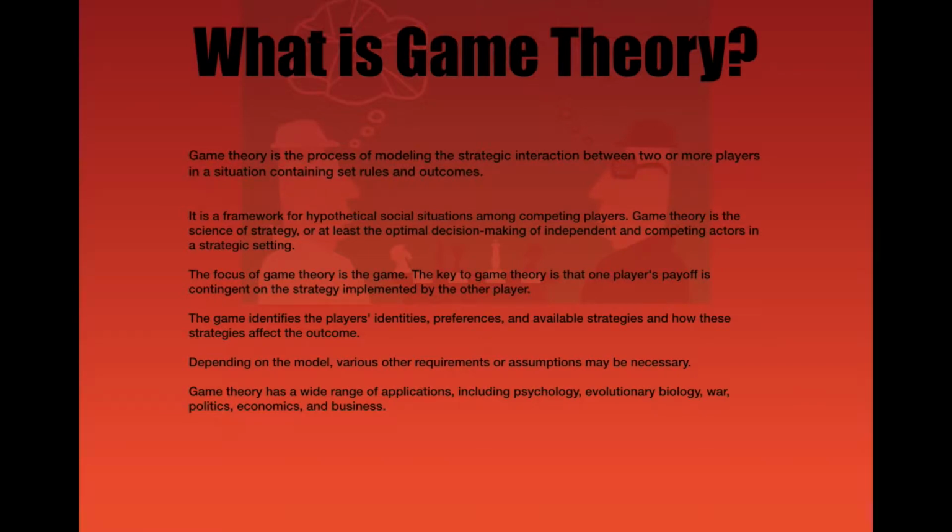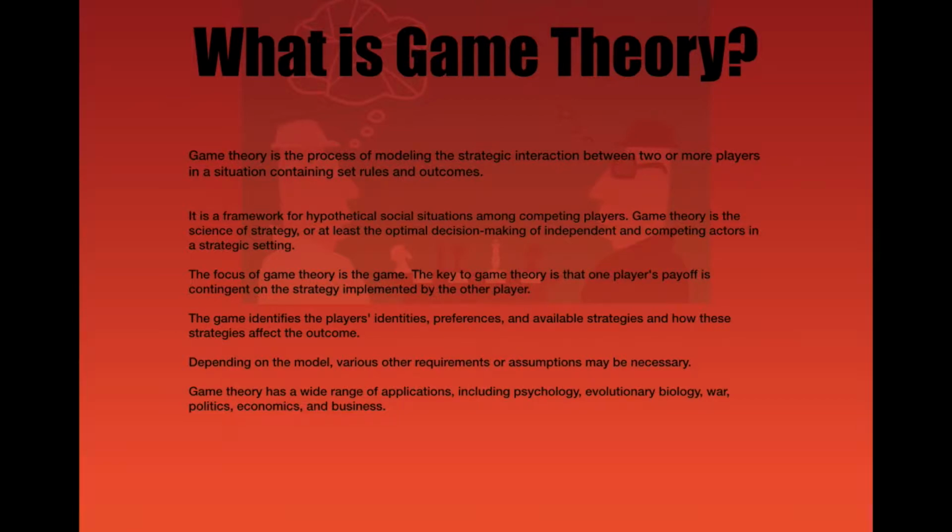So what is game theory? Game theory is the process of modeling the strategic interaction between two or more players in a situation containing set rules and outcomes. It's a framework for hypothetical social situations among competing players. Game theory is the science of strategy, or at least the optimal decision-making of independent and competing actors in a strategic setting. The focus of game theory is the game.